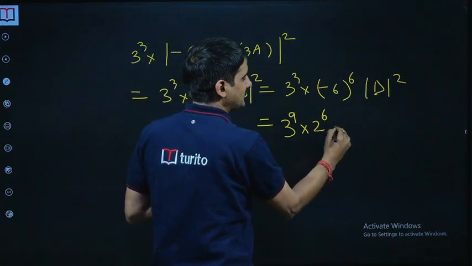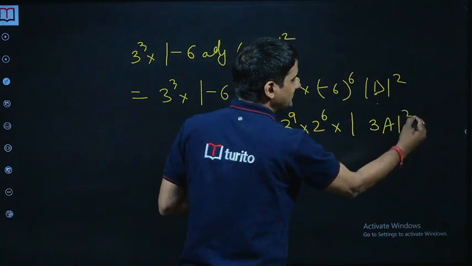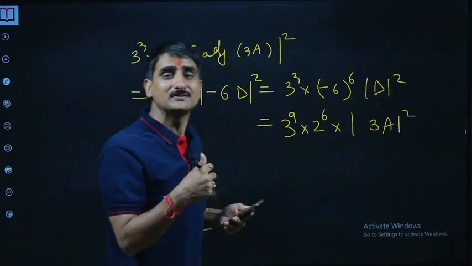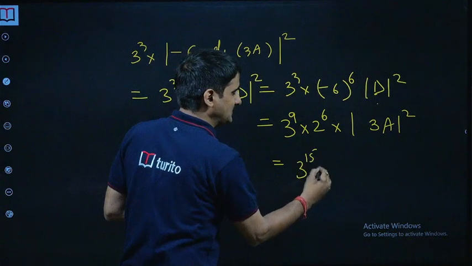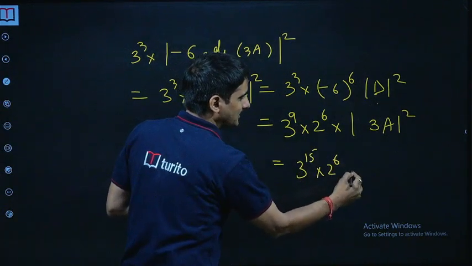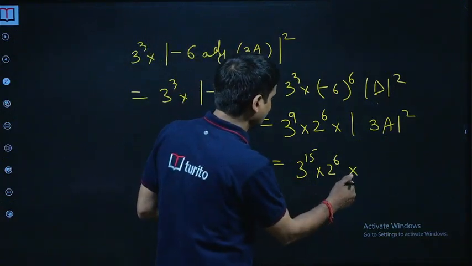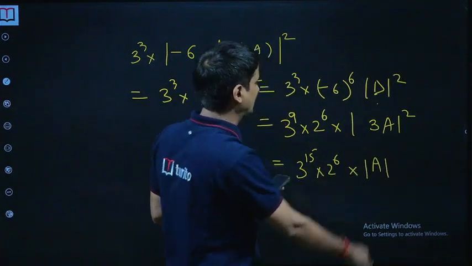2 raised to the power 6 into, what is it? It is nothing but determinant of 3 times A whole square, and again it's 3 times determinant A. 3 times matrix A, so it will be 3 cube whole square, 3 raised to the power 6, so 3 raised to the power 15 into 2 raised to the power 6 into, yeah, I think that's correct, and then this is determinant of A.